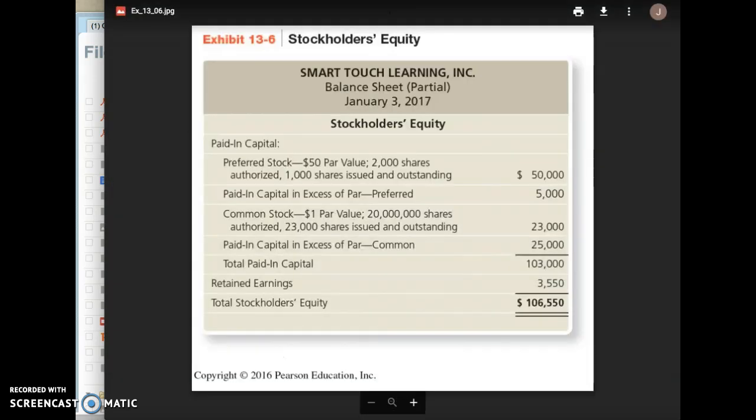Okay, moving on. Here is the format of the balance sheet equity section for a firm. As you already know, it is very important to understand and remember, there are two sources of equity. One is paid in capital.